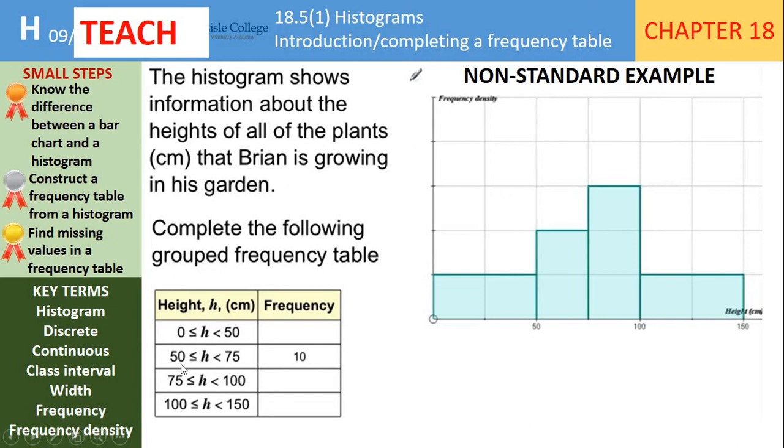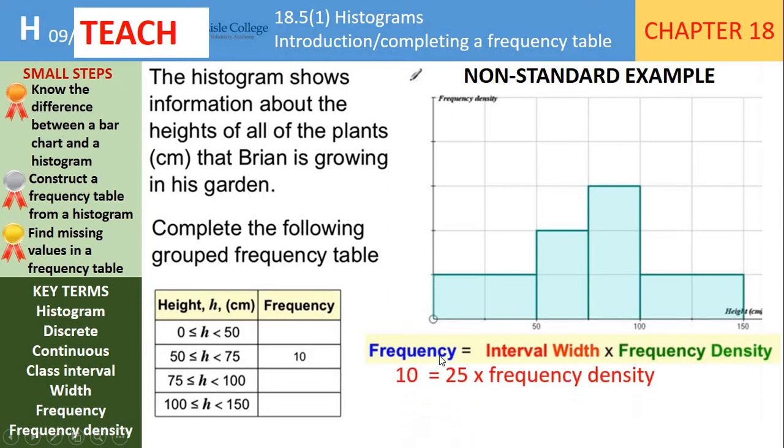This will give us the class width, 50 up to 75, so we have a class width, an interval width of 25 and a frequency of 10. So we can replace these into this formula, and remember, if we do frequency divided by the class width or interval width, this will work out the frequency density. So for the second bar, we will be able to work out what the marking is on the y-axis for this bar. So a frequency of 10 and an interval width of 25 would give us this.